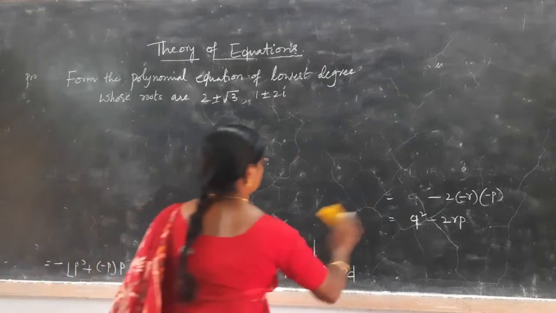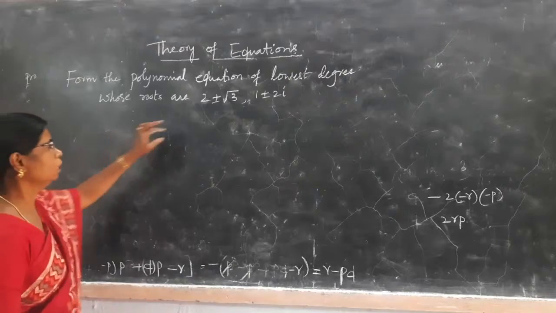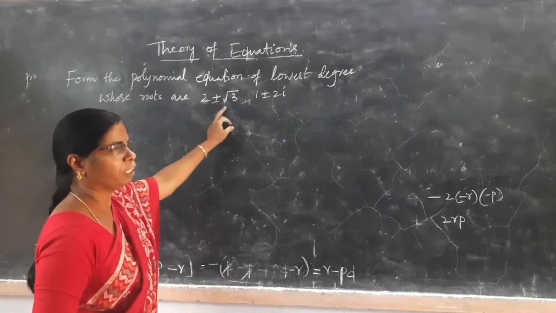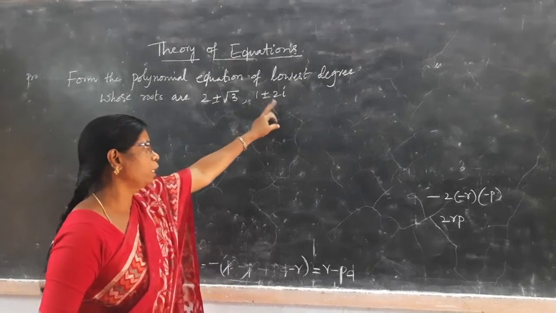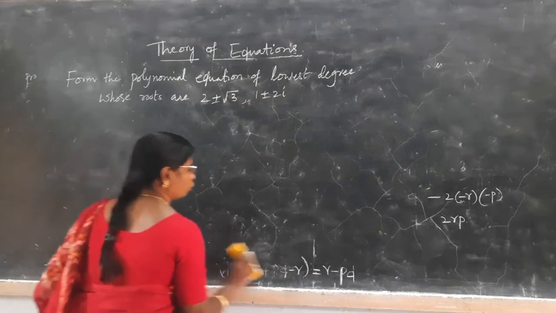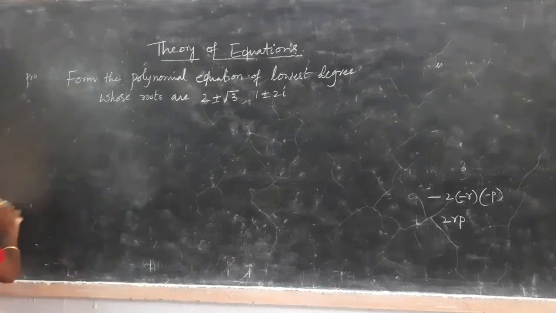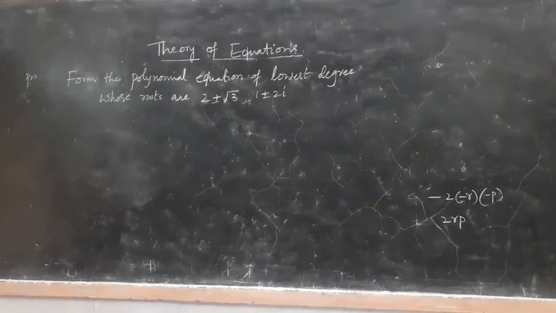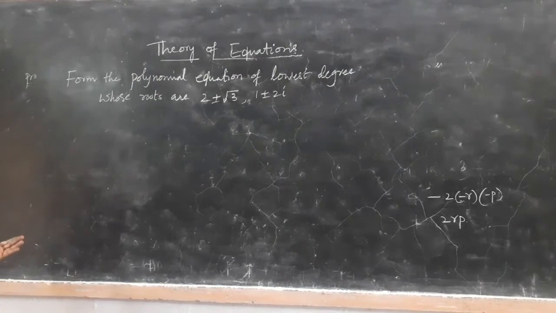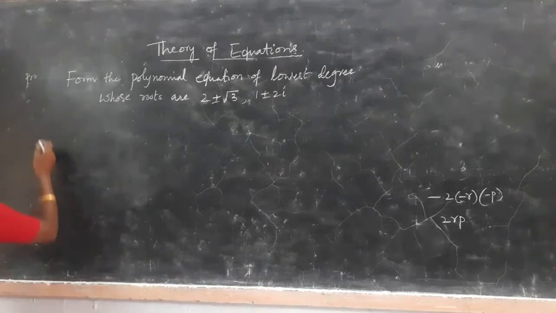Okay, see how many roots are given here. So how many roots are there? The given roots are 2 plus root 3, 2 minus root 3, 1 plus 2i, 1 minus 2i. We have 4 different roots. So what is the lowest degree of the polynomial equation? 4. A fourth degree equation has at most 4 roots. So we get a fourth degree equation.